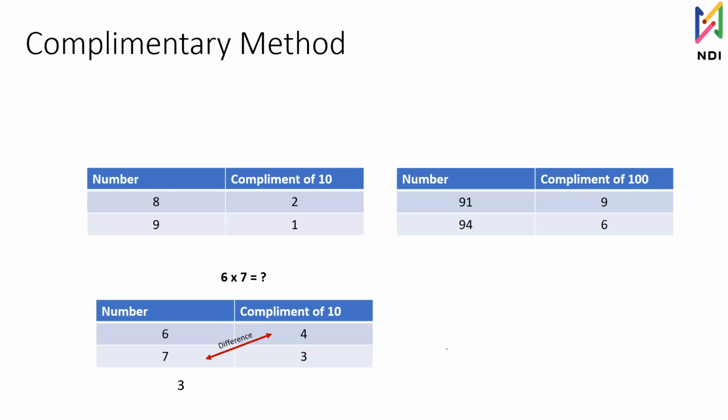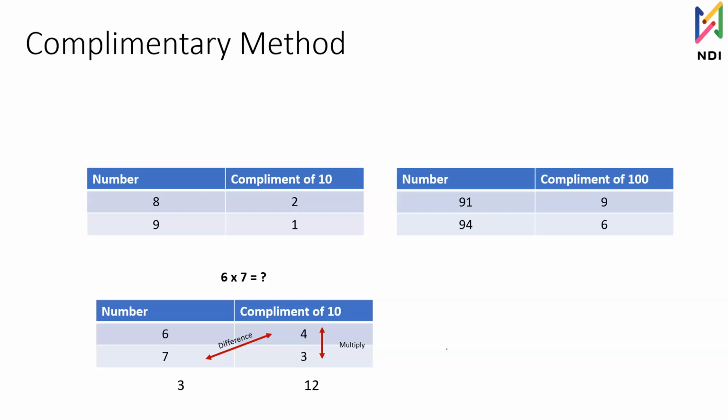7 minus 4 is 3. You can also do 6 minus 3. Whichever way, you can take any one of the two directions. So the difference is 3. What is the next step? You're going to multiply 4 into 3.